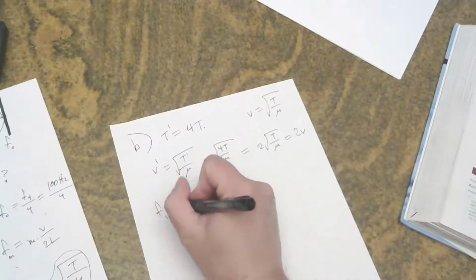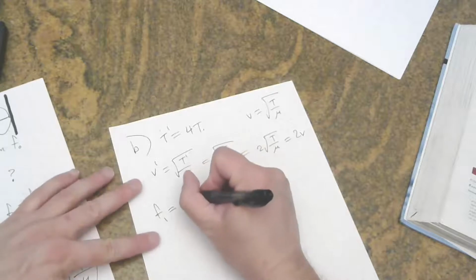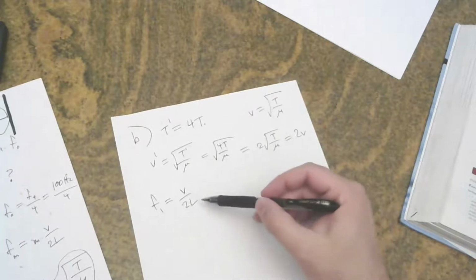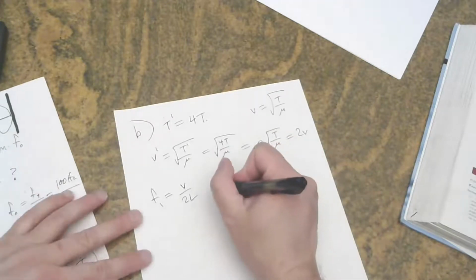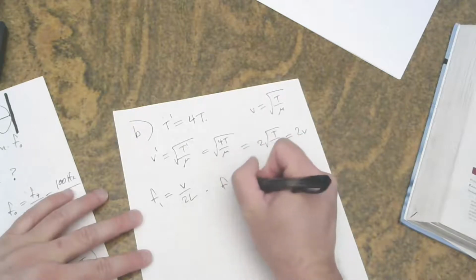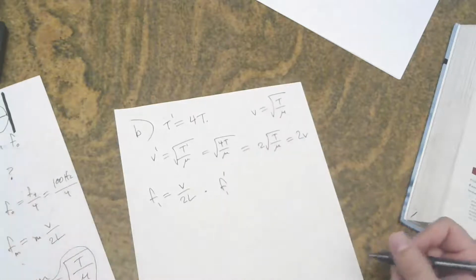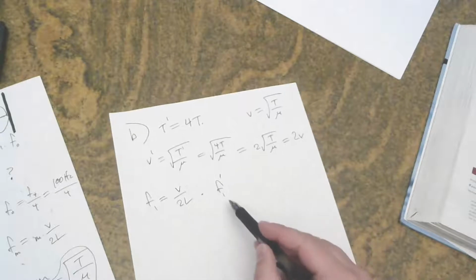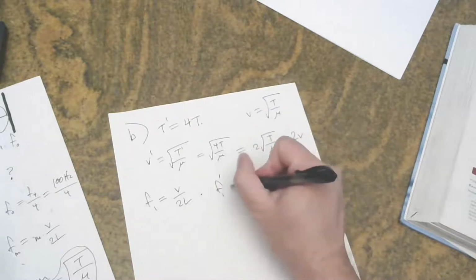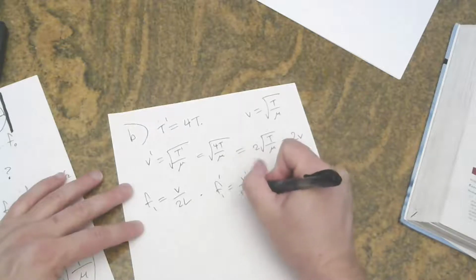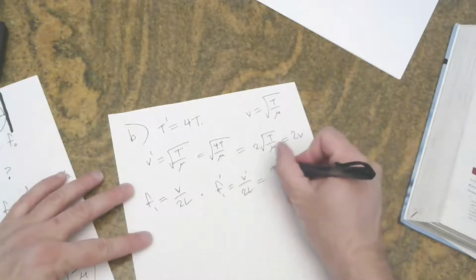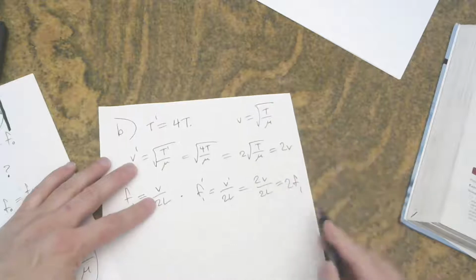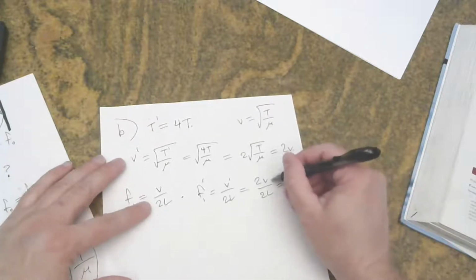Now, the fundamental frequency is v over 2L. Wave speed, length of the string. So that means that the new fundamental frequency, since we've increased the tension, that's going to change all the harmonics. f1 prime for me right now is the new fundamental frequency with the new tension. So that's going to be v prime over 2L. We've just determined that's 2v over 2L. Well, that would be 2 times the original fundamental frequency, right? Because v over 2L is the original fundamental frequency.